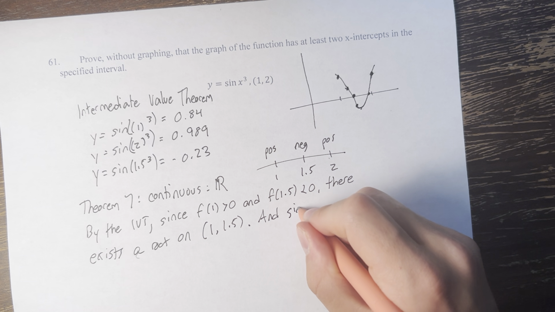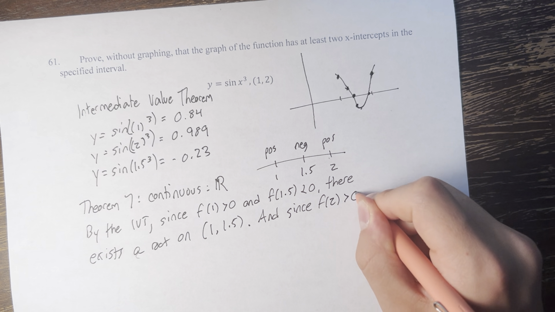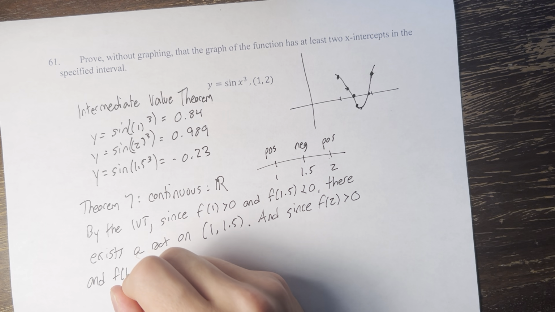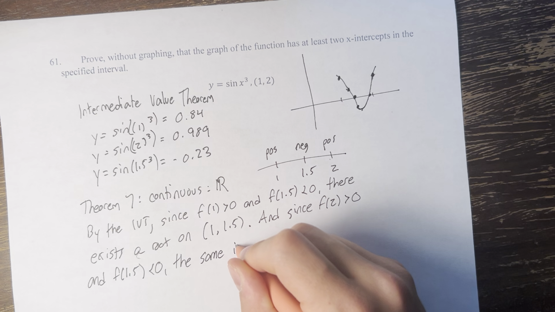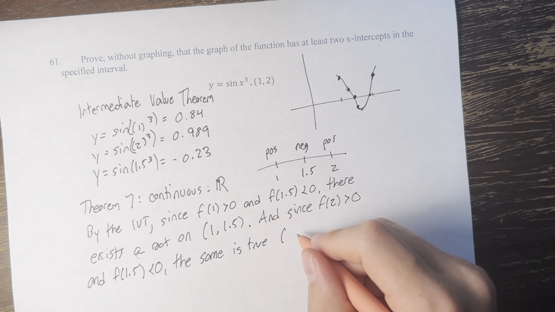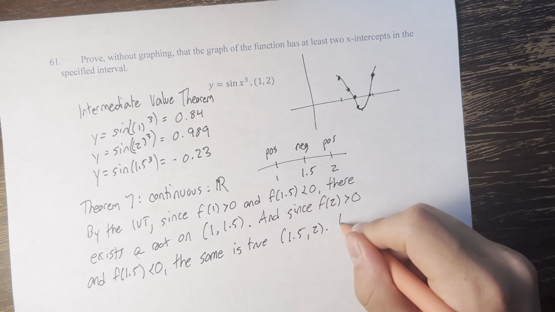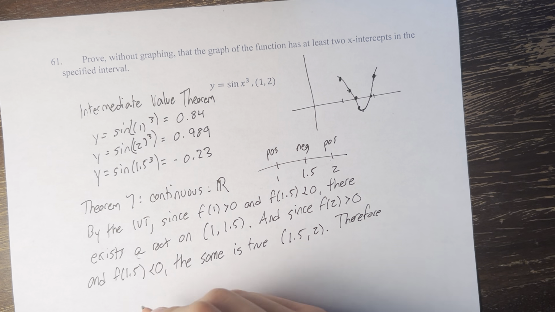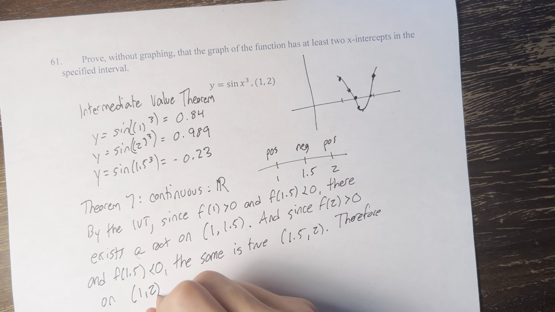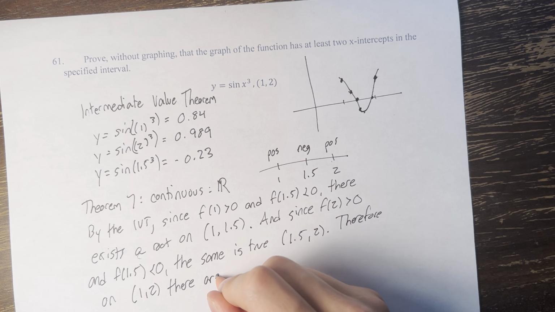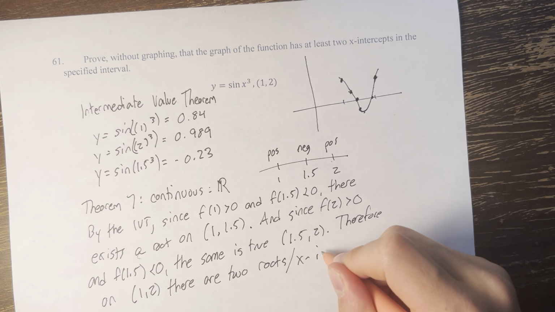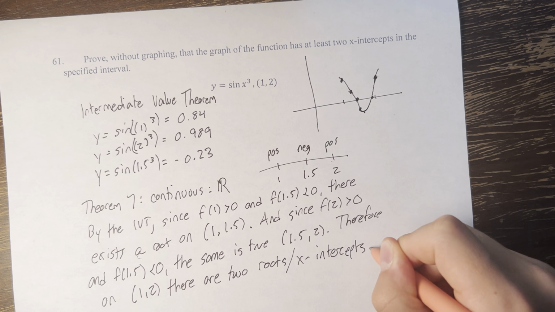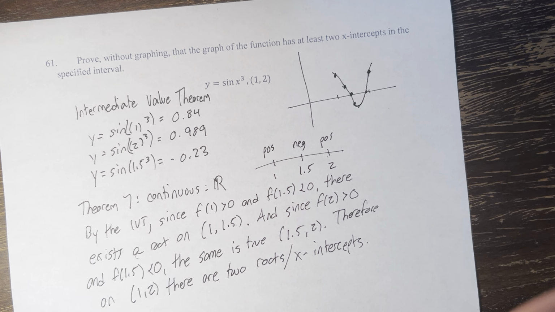And since f of 2 is greater than 0 and f of 1.5 is less than 0, the same is true for the interval from 1.5 to 2. Therefore, on the overall interval, there are two roots, or x-intercepts, is what this problem is calling them. We can say this by the fact that this is a continuous function, and we can use the intermediate value theorem.